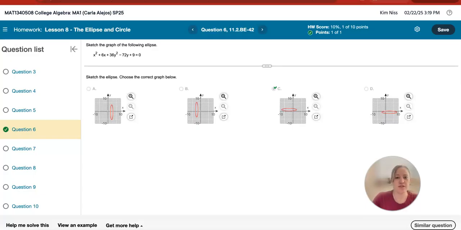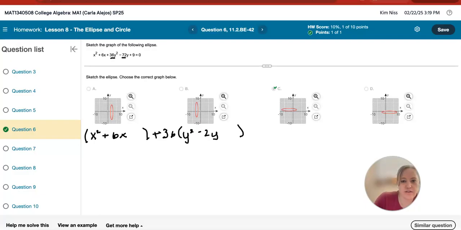So the first thing that you need to do is realize that it's not in standard form, so we need to put it in standard form. So we're going to take the x values and group them together. We'll do the same with the y, but notice with the y that we have a 36y squared and a negative 72y. Well, we can actually pull out a 36, turn that into y squared minus 2y, and then we're going to subtract the 9 over to the other side. So it's on the right-hand side of the equation, equals negative 9.